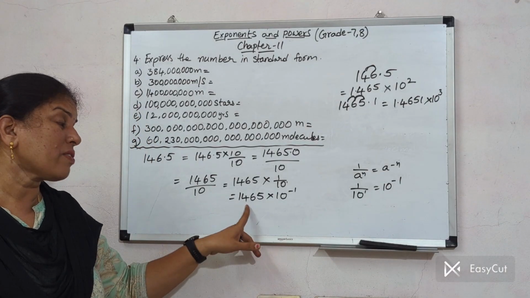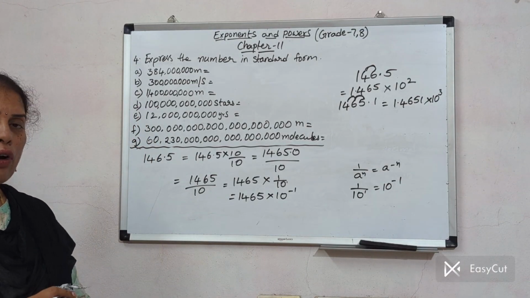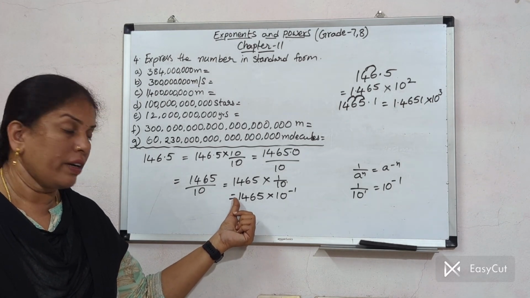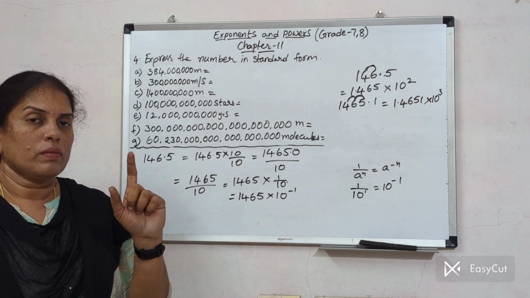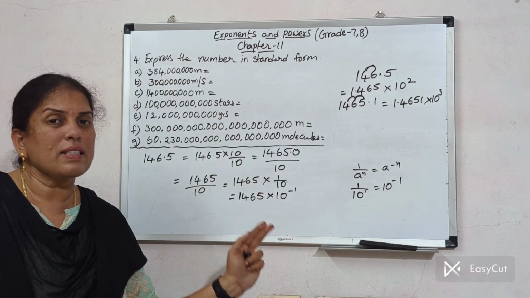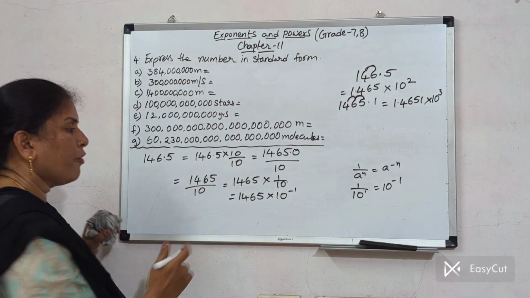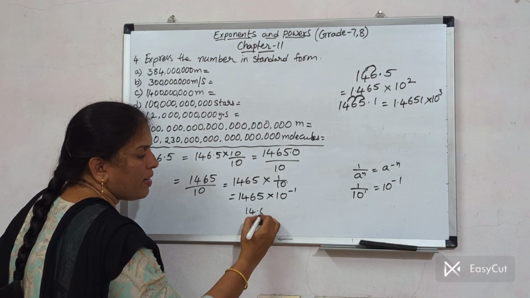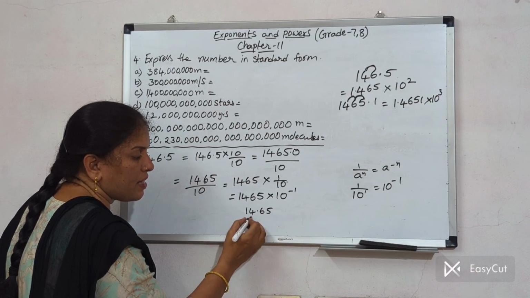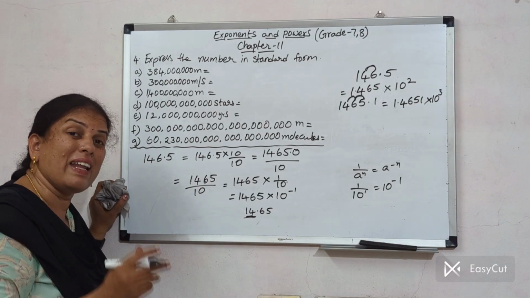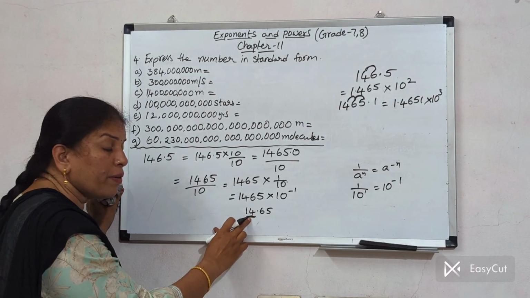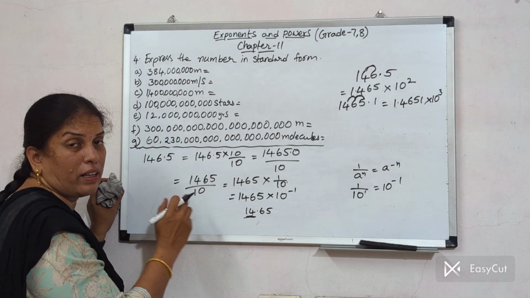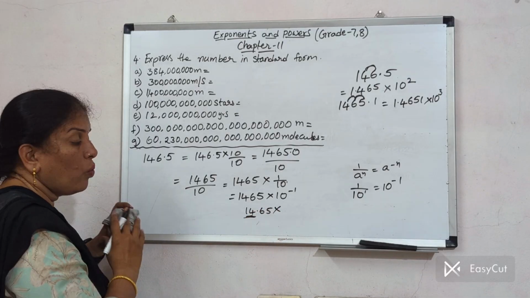Now we will change this one into standard form. I told you that standard form is decimal point before, greater than 0 and less than 10 must be there. If I keep point here, 14 point it becomes 14.65. This is not greater than 0 and less than 10. I told point before less than 10 must be there. Here it is greater than 10. So this is wrong.